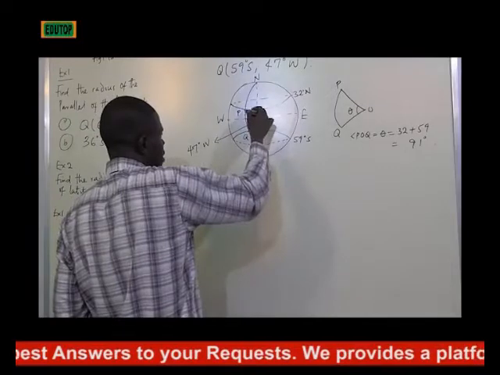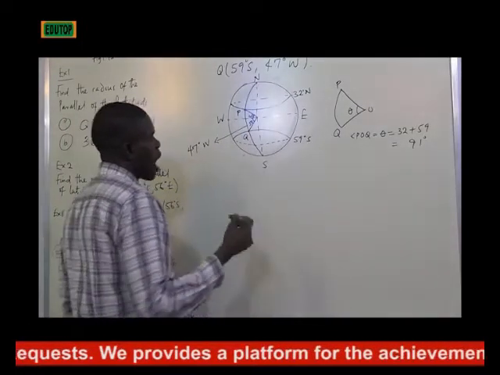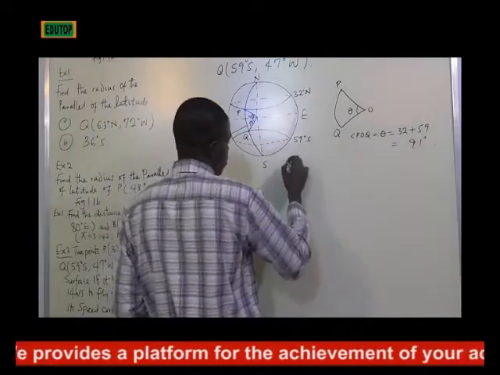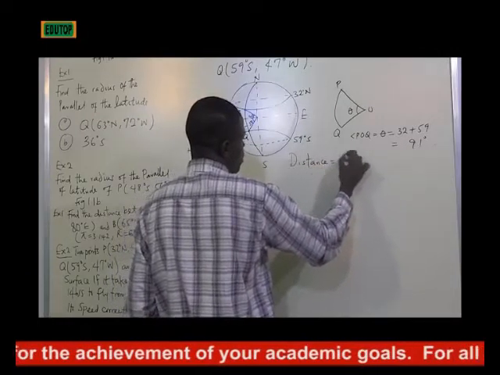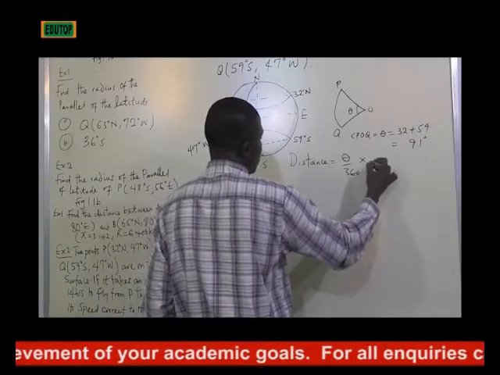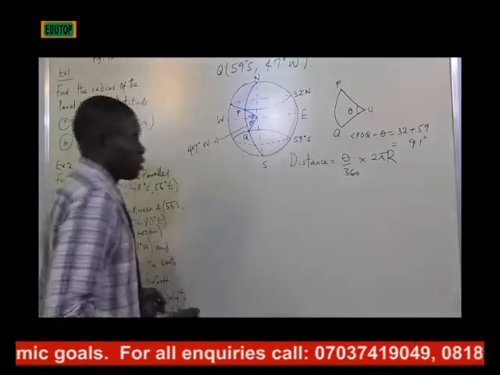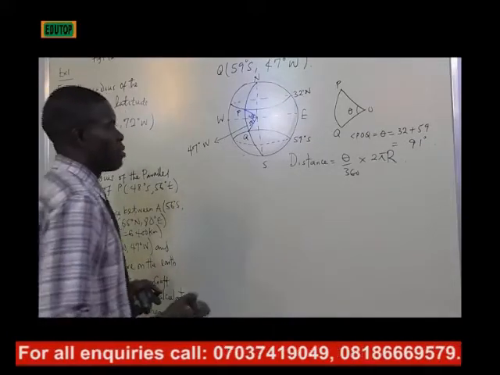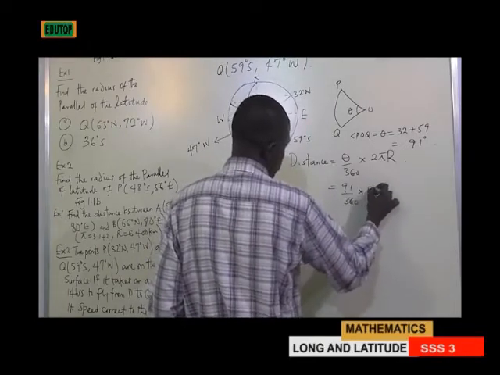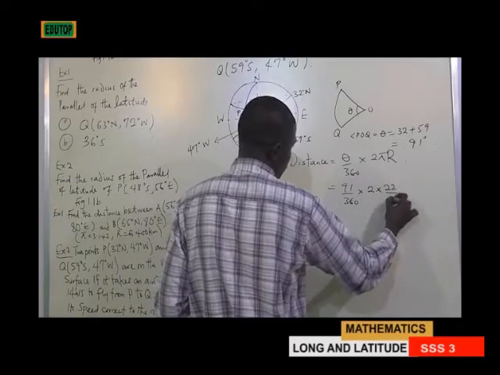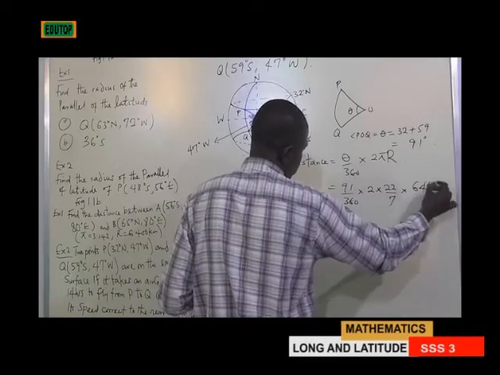So the distance is along the longitude. So automatically the distance will be along the great circle. Since it's along the longitude, it will be theta over 360 times 2 pi capital R. That is along the great circle. So here, what is our theta? 91 over 360 times 2 times 22 over 7, provided that is what is given. Then this one is always your constant 6,400.